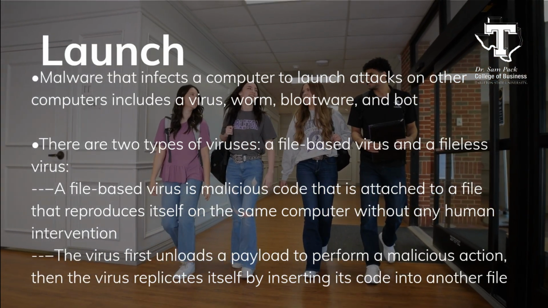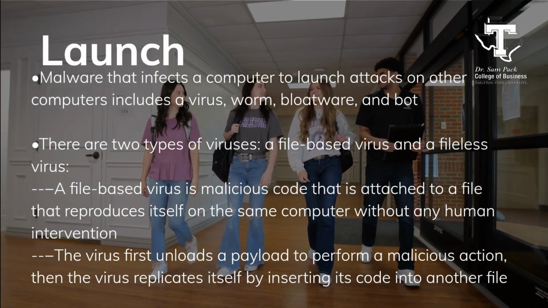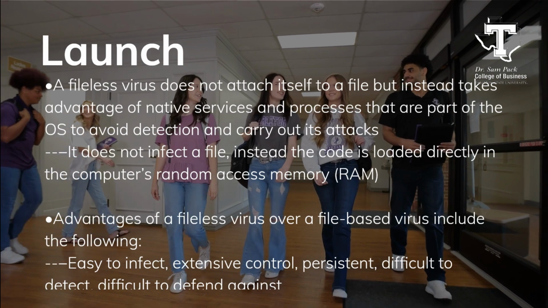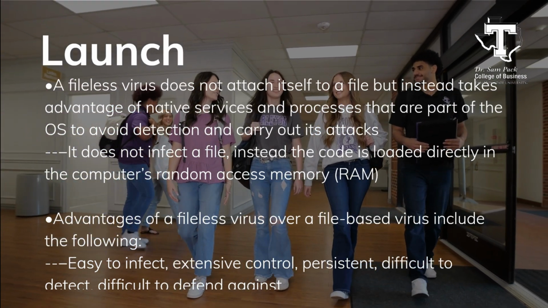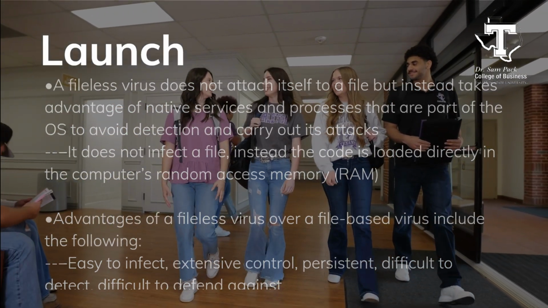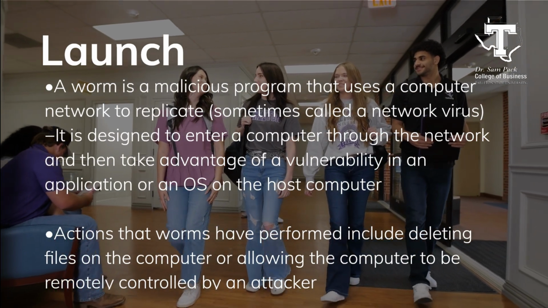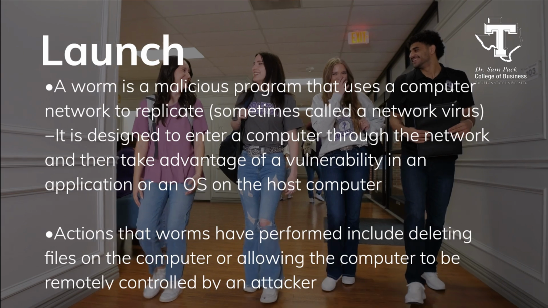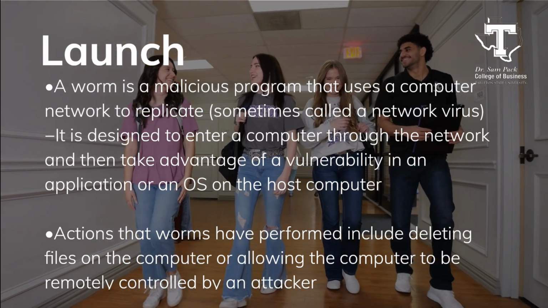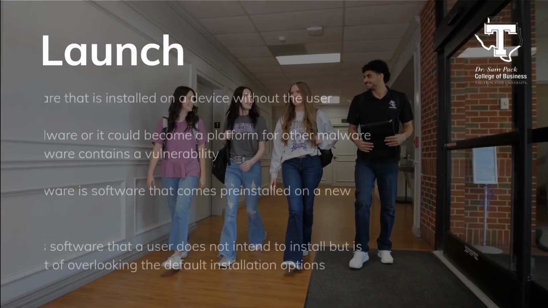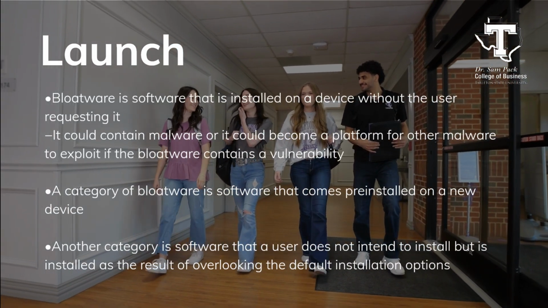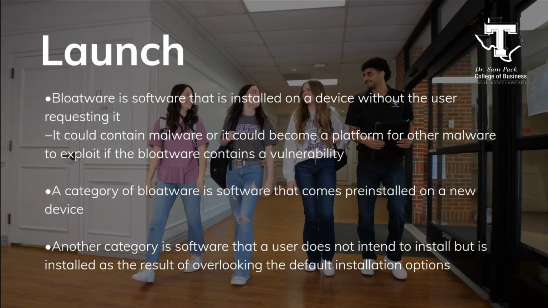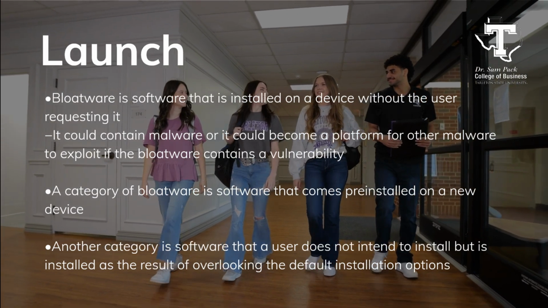For example, viruses attach to files or programs and replicate themselves when executed, which can be a serious problem. Some viruses are file-based, while others are fileless and live in RAM, making them harder to detect. Worms are another type of launch malware that can spread through networks by exploiting vulnerabilities. Unlike viruses, worms don't need to attach themselves to files. They move independently and can cause widespread damage. Bloatware, which is often pre-installed on new devices or sneaks in through default installation options, can also be problematic. It might not be malicious on its own, but it could have vulnerabilities that attackers exploit.